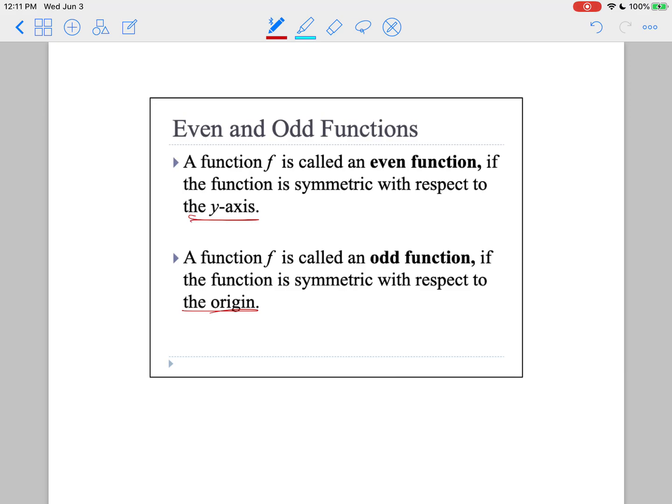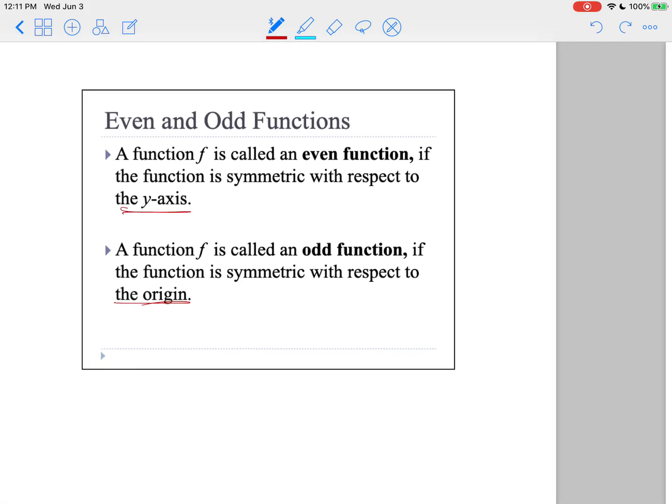X-axis symmetry. But if we think about graphically what that looks like, x-axis symmetry for any point (x, y), the point (x, -y) is also on that graph. This fails the vertical line test. And so any x-axis symmetry is not a function. And since we're just talking about functions here, there is no x-axis symmetry for functions. You have an even function, which has y-axis symmetry, and you have odd functions, which has origin symmetry.